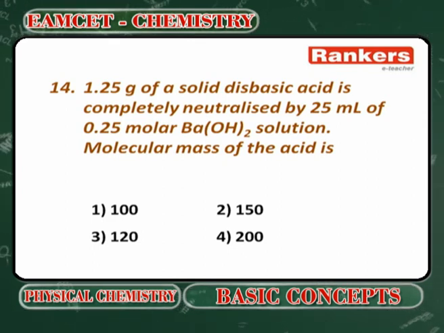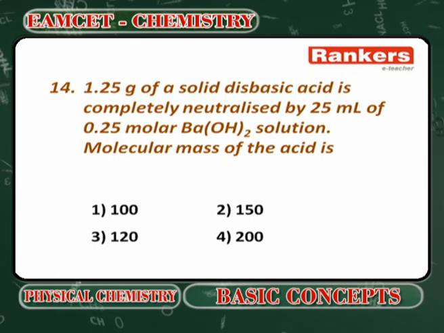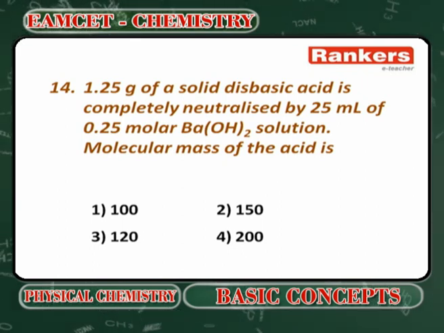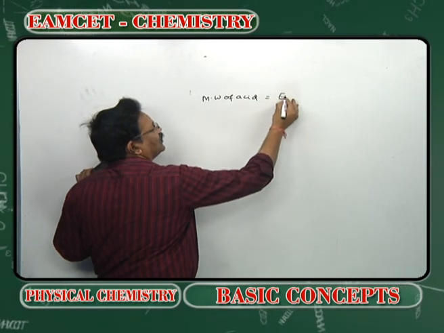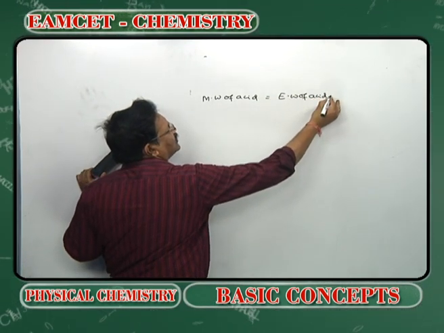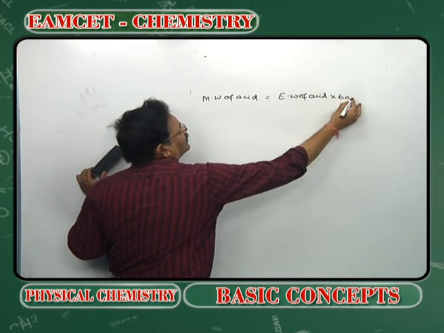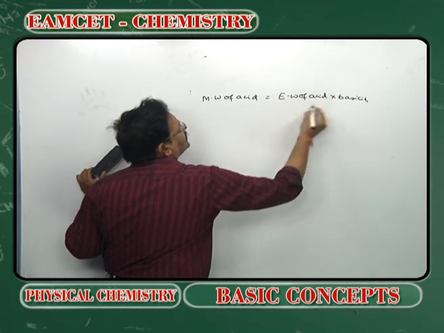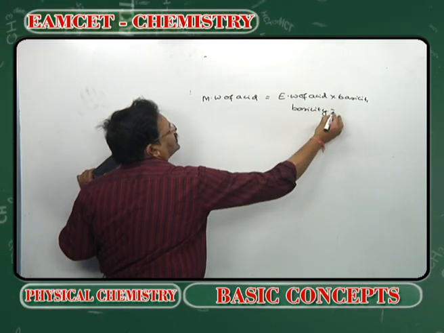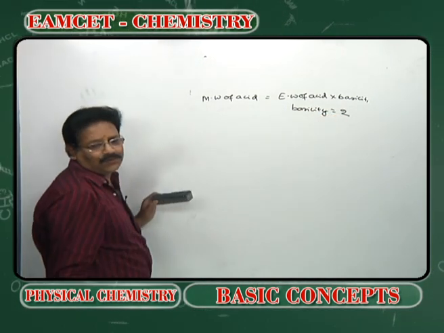What is the molecular mass of the acid? This is the question. Molecular mass of the acid is equal to equivalent weight of the acid multiplied by basicity. What is the basicity here? They have given the basicity as 2.